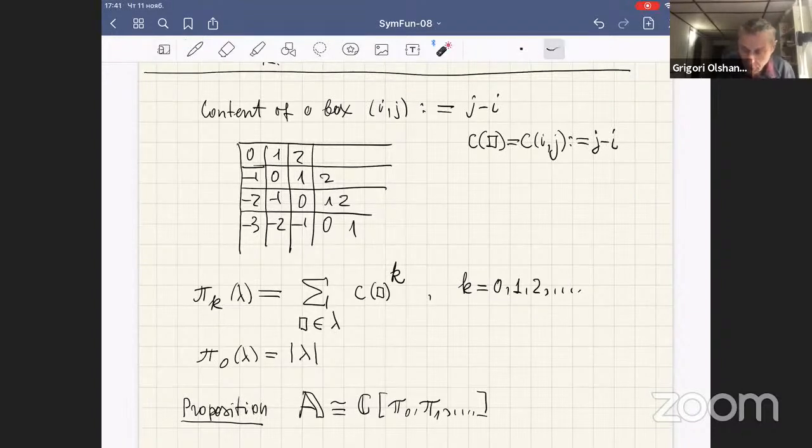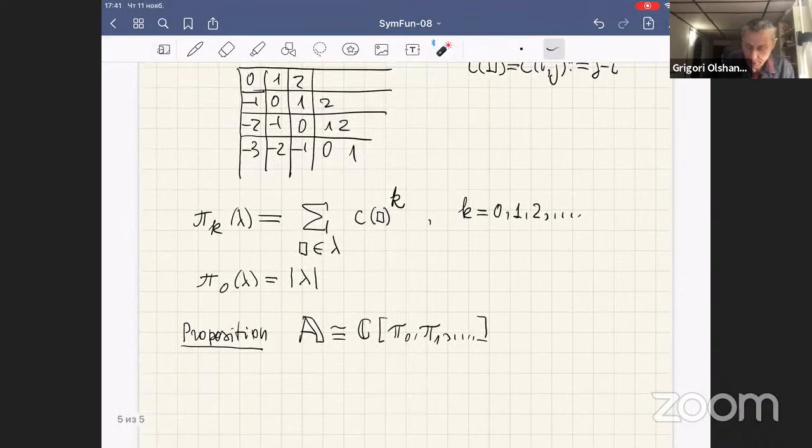So we have a Young diagram. We have finitely many boxes. We look at the contents and raise them to power k and take the sum. This resembles the definition of the power sum functions, and we will see that it is one more analog of the power sum function.